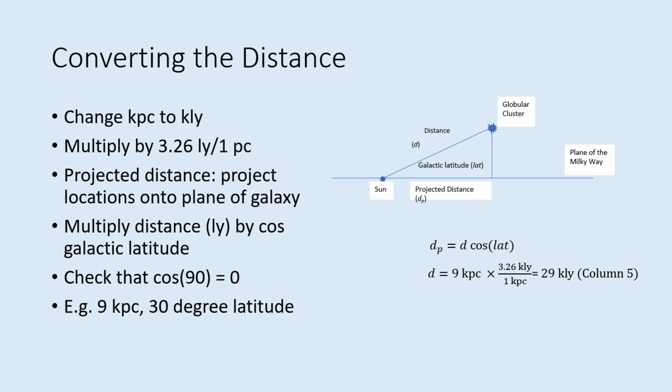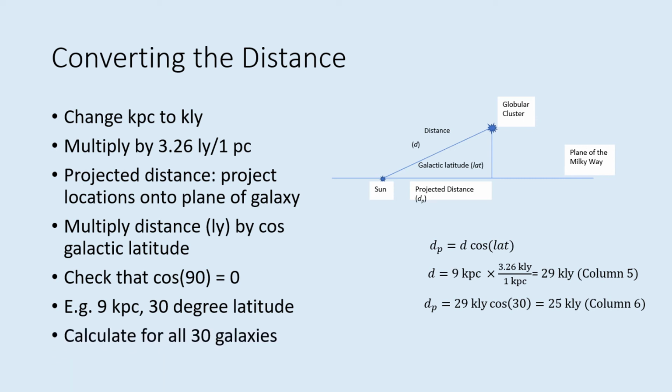This goes into the 5th column in Table 1. Then we find the projected distance by multiplying by the cosine of 30 degrees. This gives us 25 kilolight years distance. This goes into the last column in Table 1. You just follow these steps for all 30 galaxies.